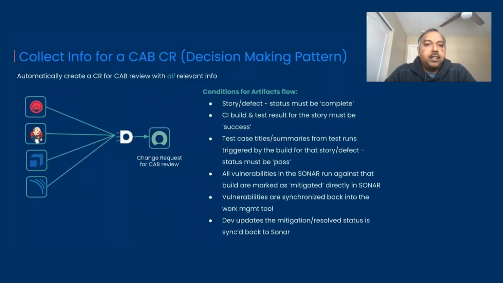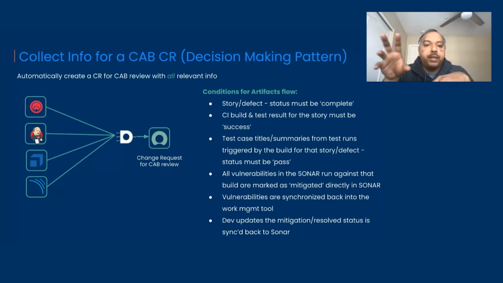In this use case, we are going to talk a little bit about the decision-making pattern itself. So when I say decision-making pattern, what we are trying to do here is, we have an engineering team who's working in Rally. We have our builds that are running on Jenkins. We have a testing team that is running their automation test suites on Tosca. And we also do Sonar scans on our code base to identify hotspots, security vulnerabilities, and any CVEs that we have on the dependencies, right?